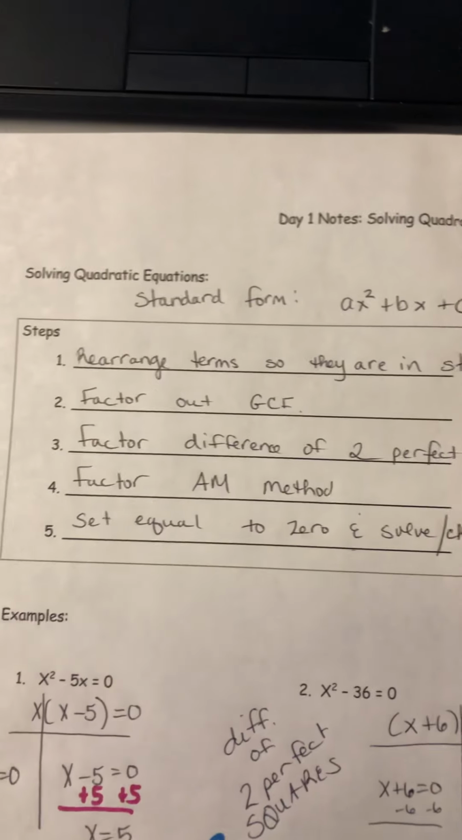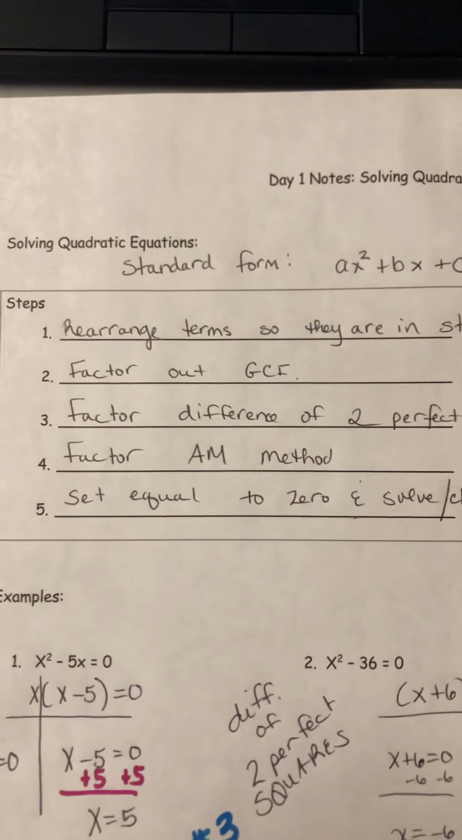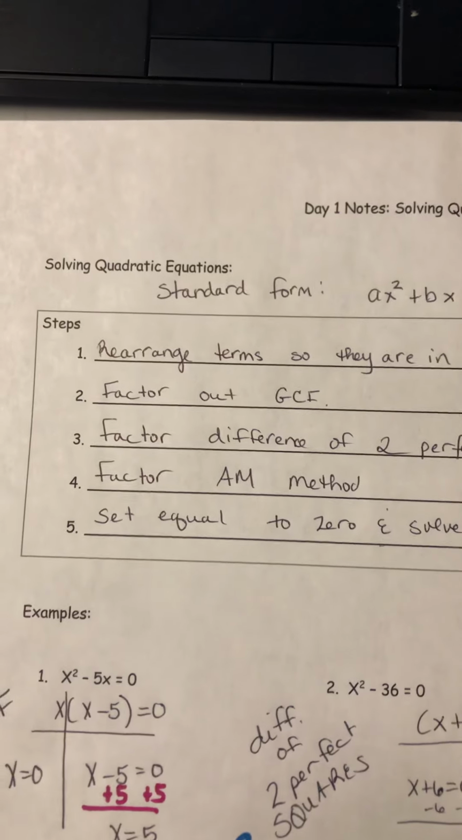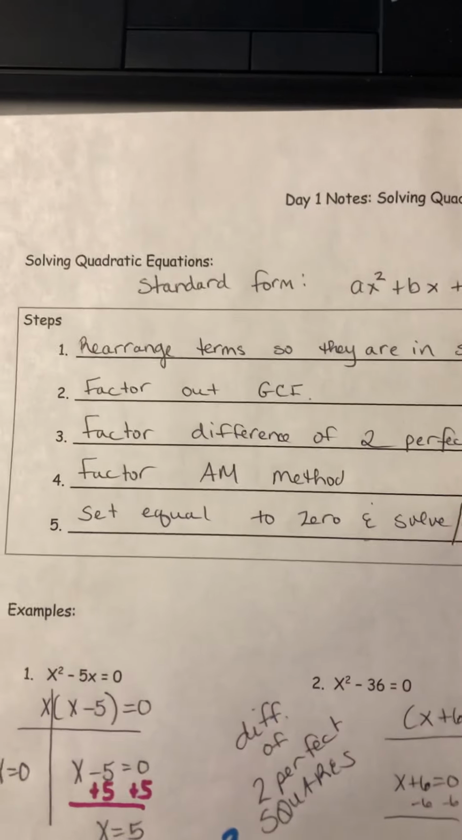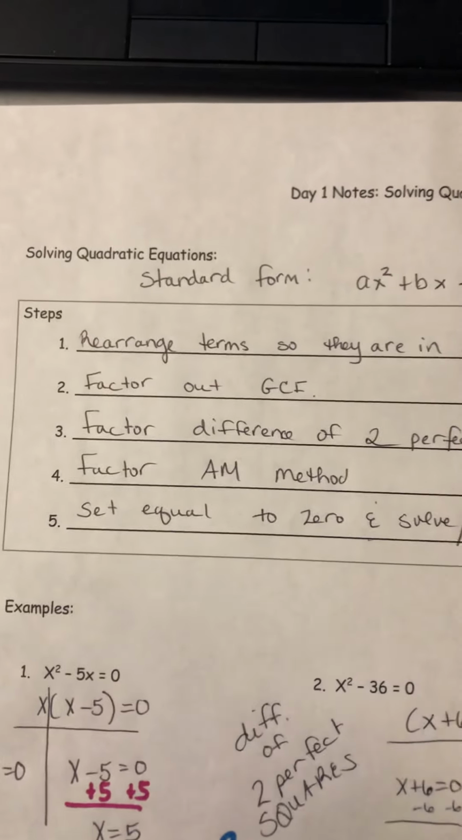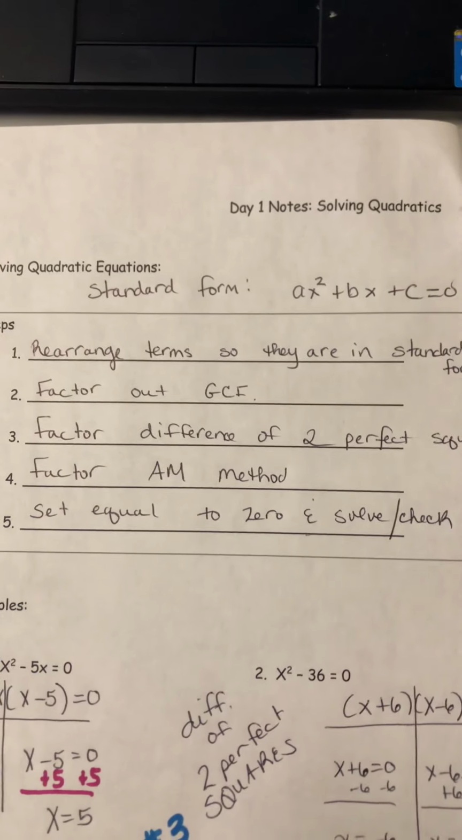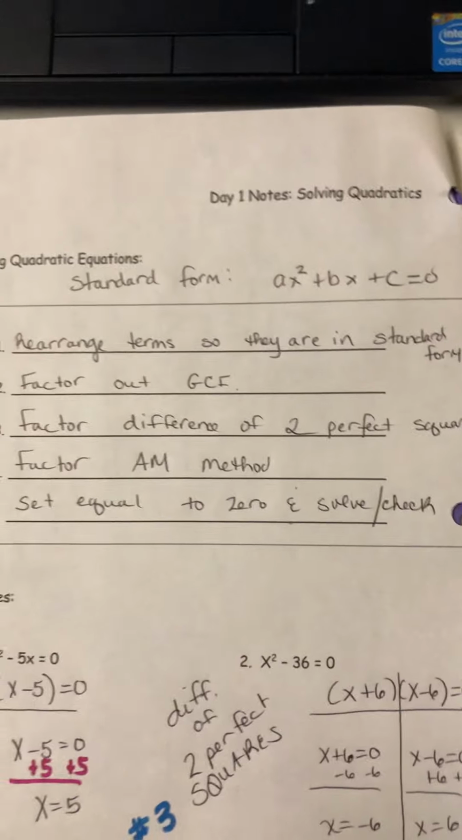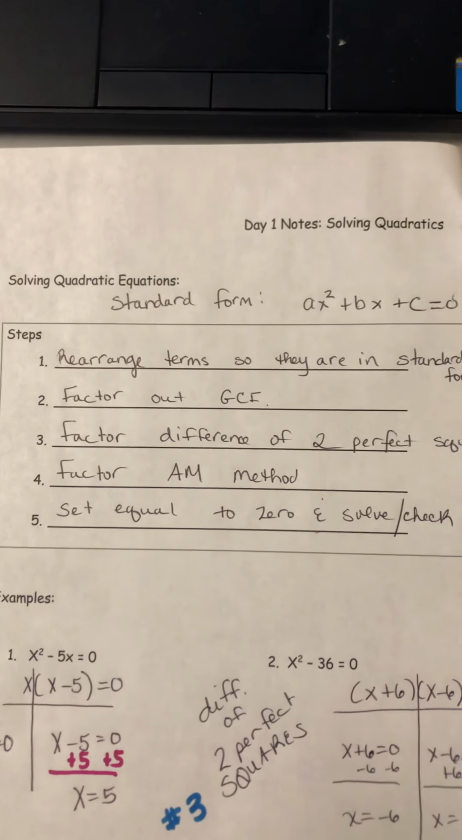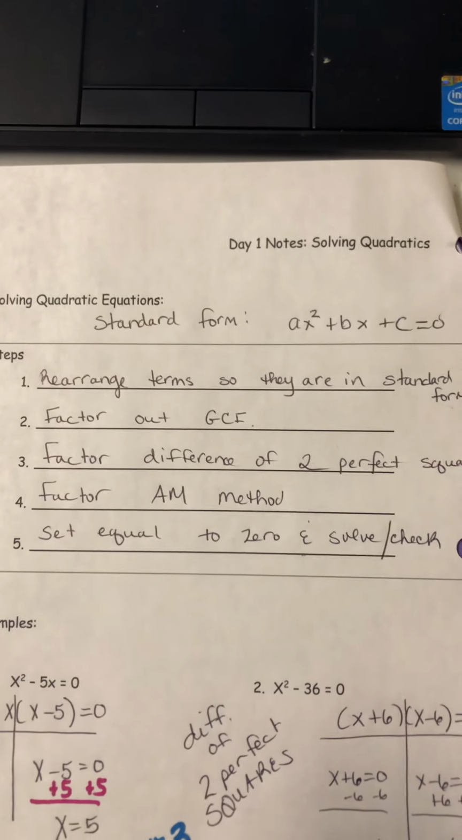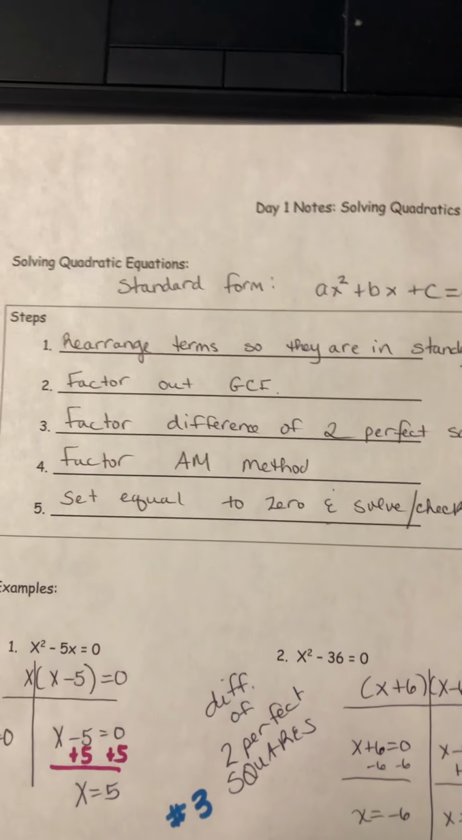Step 2 may or may not be necessary, but look to factor out the GCF, the greatest common factor. Step 3 may or may not be necessary. You're going to look for the difference of two perfect squares. That's where you use the square root method. So you factor the difference of two perfect squares. Step 4, if you see a trinomial, you want to factor using the AM method, which we'll review.